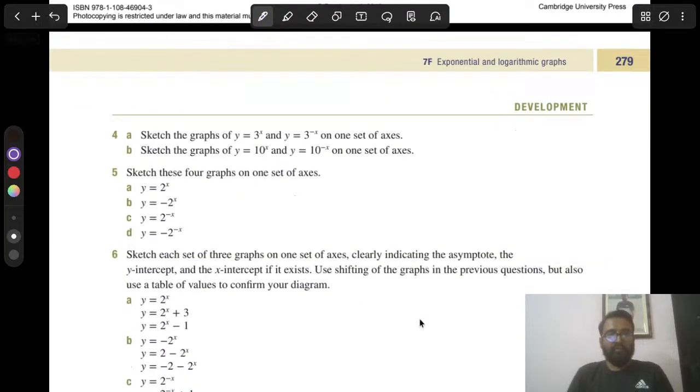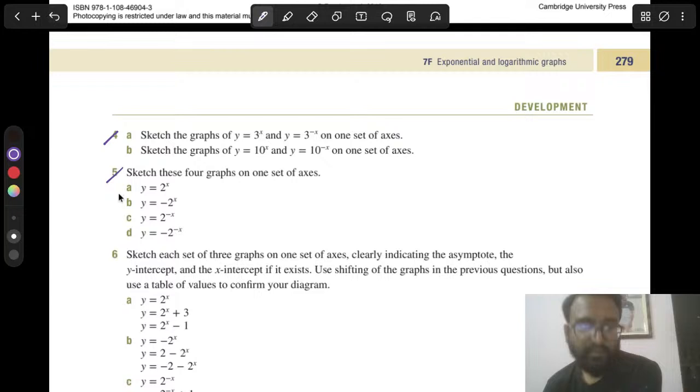So sketch the graphs of 3 power x and 3 power minus x on one set of axes. You can plot 10 power x and 10 power minus x also. You can plot it easily. It's not an issue. Sketch the graphs on one set of axes means all graphs you have to plot in the same set. Can I plot the fifth one?